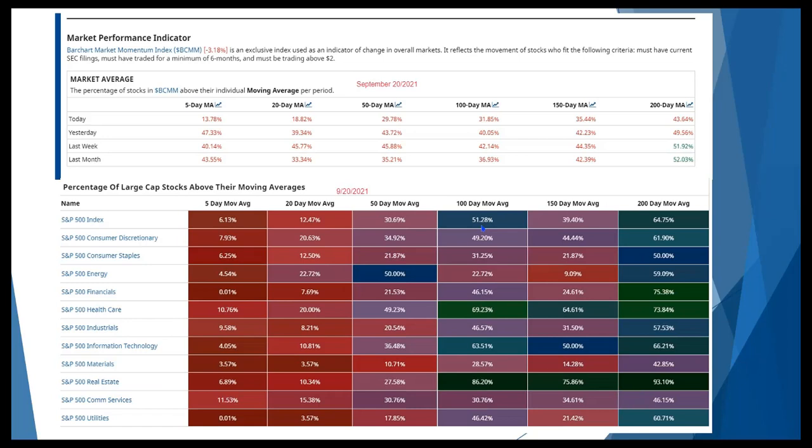Let's look at energies, for instance, right? 95% of all stocks on this particular day in the energy sector for the S&P were below their five-day moving average, but their 50-day and their 200-day, 50-50 and almost 60%. So again, maybe this might be a trading opportunity for us. So this is an outlier event, this 90% day. So there are some rules and things that you can think about in terms of 90% days.